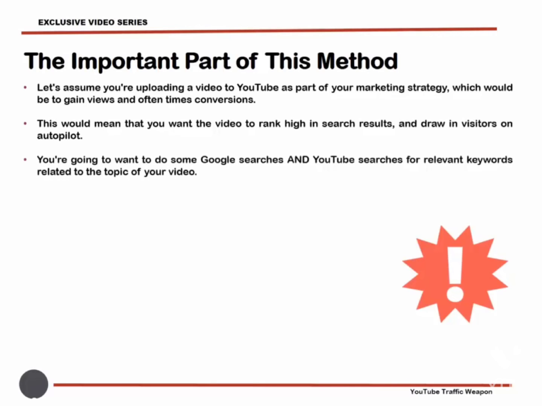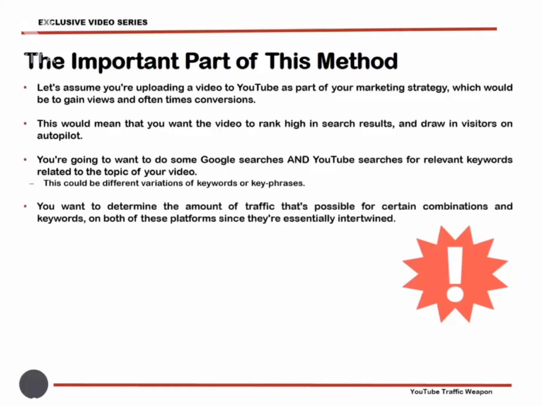You're going to want to do some Google searches and YouTube searches for relevant keywords related to the topic of your video. This could be different variations of keywords or key phrases. You want to determine the amount of traffic that's possible for certain combinations and keywords on both of these platforms since they're essentially intertwined.